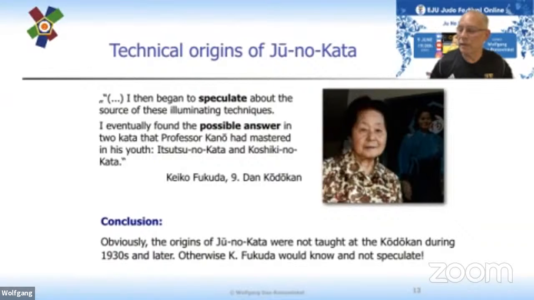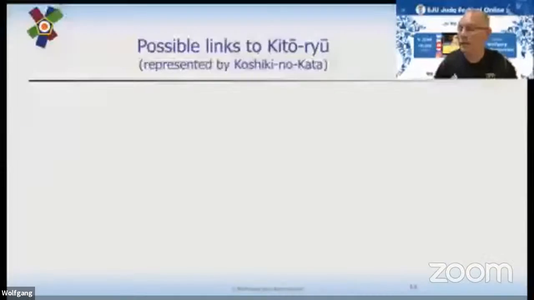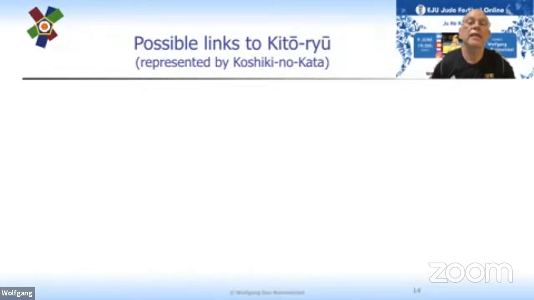So we know that Itsutsu no kata and Koshiki no kata were originally kata of Tenshin Shinryu Jujutsu and of Kitoryu. So let's trace it back and let's find possible links to first Kitoryu. Kitoryu now is represented by Koshiki no kata. Koshiki no kata was taken from Kitoryu, was developed from Kitoryu, but now is a Kodokan kata.